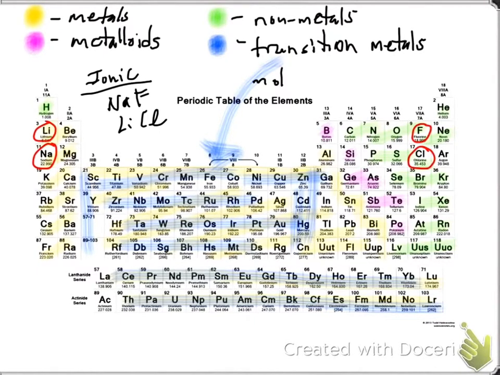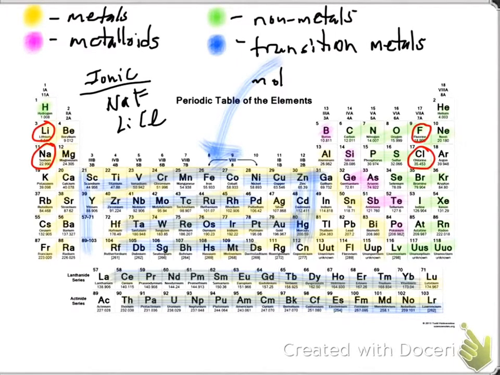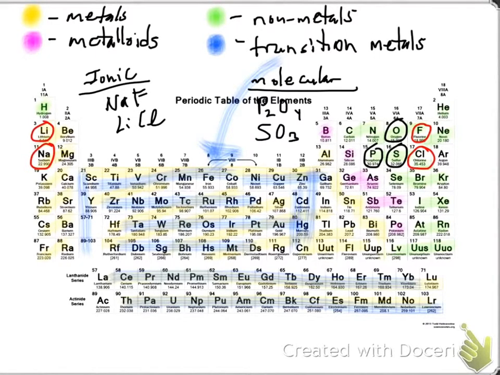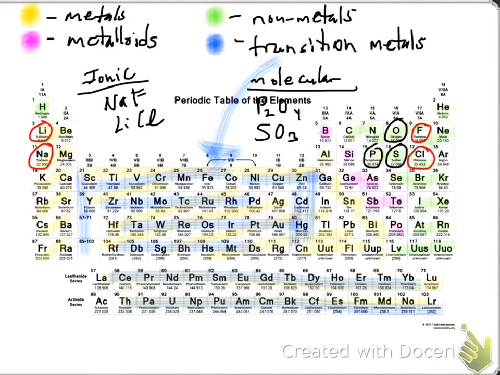Some ionic compounds: sodium fluoride, so you have sodium, Na, and fluorine, F. Sodium is on the metal side, fluorine is on the nonmetal side. Or lithium chloride: lithium is a metal, chlorine is the nonmetal. Some molecular compounds: P2O4, both phosphorus and oxygen are on the nonmetal side, and SO3, or sulfur trioxide, both sulfur and oxygen are on the nonmetal side. So we're looking at a nonmetal and a nonmetal. This is a really easy way to figure out, okay, am I talking about ionic compounds or molecular compounds? Let's dig into the details about how to name it.